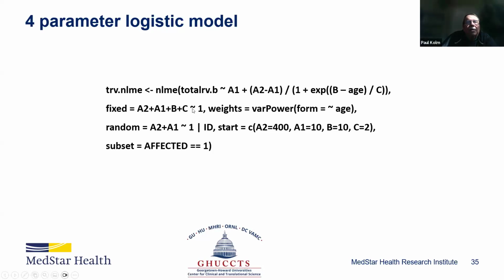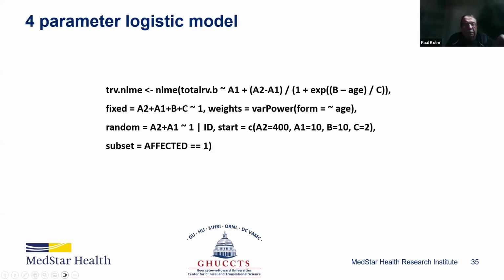Some of these are fixed models, one is weights, and then A1 plus A2, or the model is a random variable. Then we have ID, which indicates that we're clustered by patient. And then these are my starting values for each of the parameters in the model. And then the subset here, that's the subset of patients that I'm using.